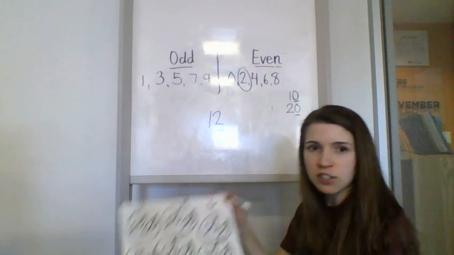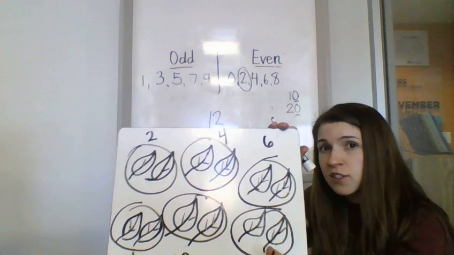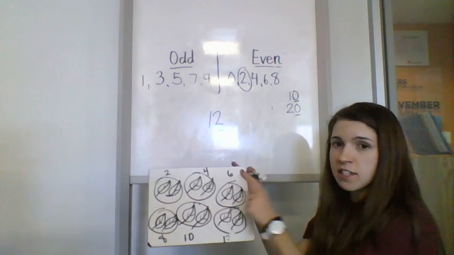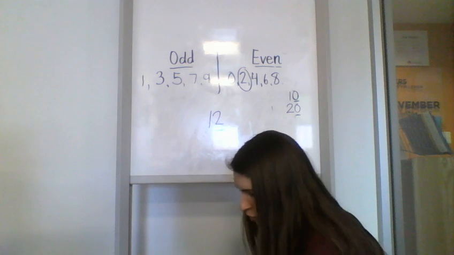Or you can even just look at my picture. I made partnerships by circling in 2, and there's none left over. So that means that 12 is an even number. Now we're going to go to example 2.